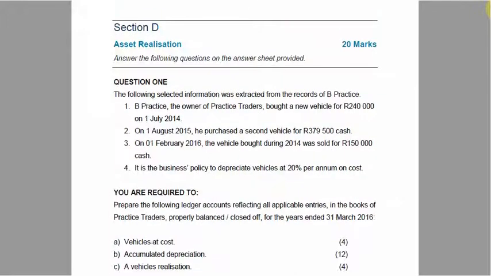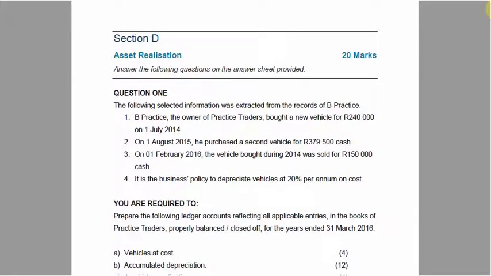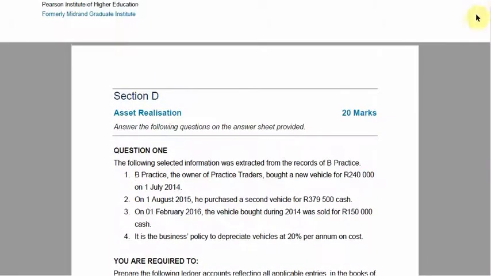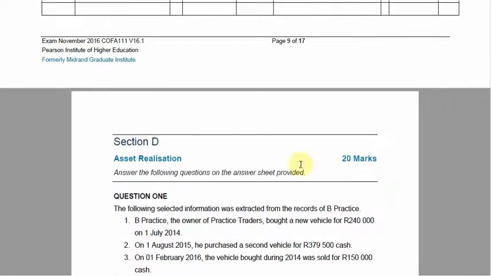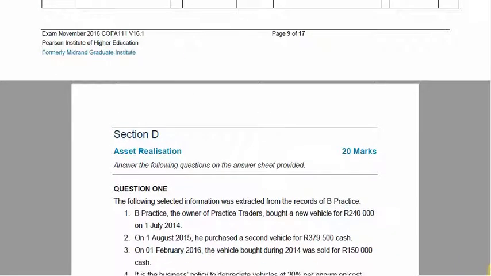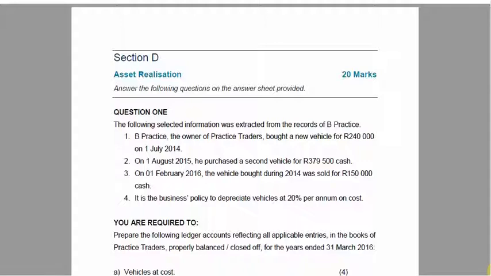I am looking at the November, oh no, this is not November, this is July. The July paper, it says November, nobody knows why. But anyway, it's the July paper of 2016. This was the question on assets that had been disposed of, and as you can see, it's 20 marks. So if you can get this one right, you have about 20 marks in your pocket. So this is section D, question 1.